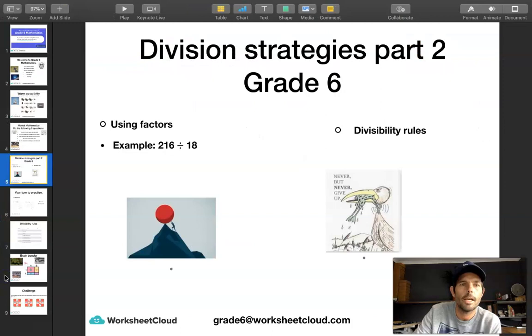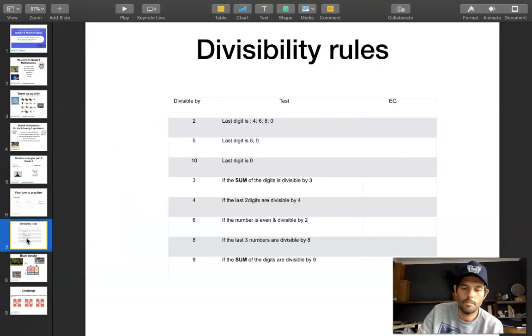Okay, so that was using factors, and I gave you an opportunity there to go through a couple of examples. Okay, I'm going to go into the divisibility rules now, because that's the next section that we're going to. So divisibility rules are rules which you can use to help you figure out if a number is divisible by another number. The divisibility rule for 2 is any number can be divided by 2 if it's even and ends in 2, 4, 6, 8, and 0. The same with 5: any number can be divided by 5 if it ends in 5 and 0. And we know that any number can be divided by 10 if it ends in a 0.